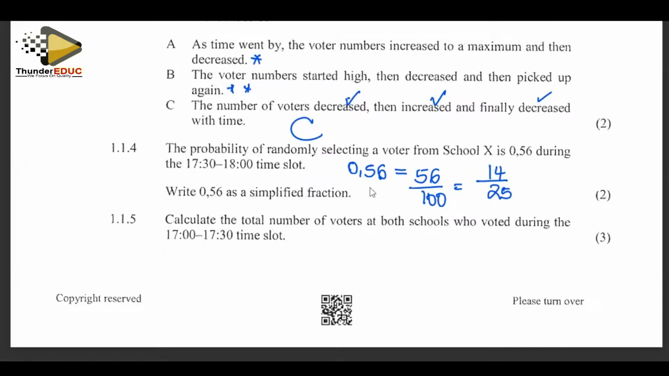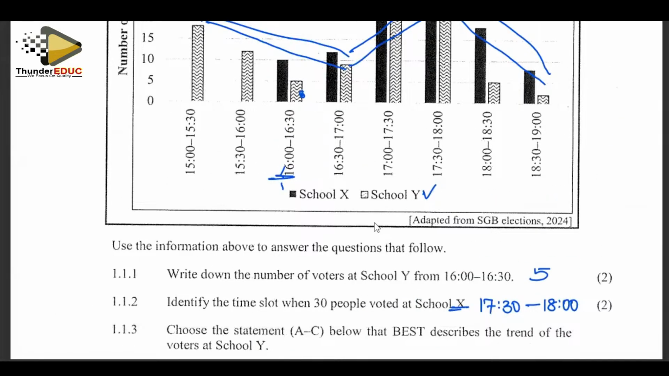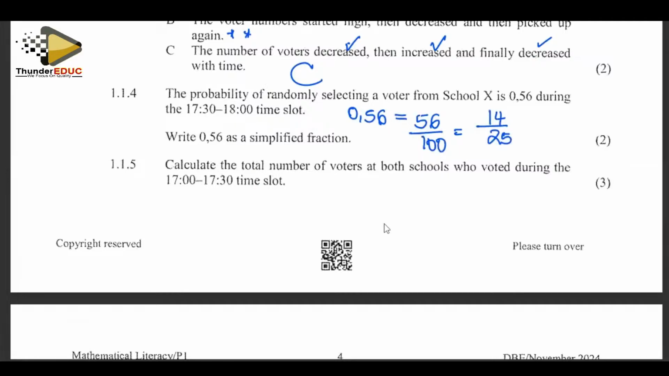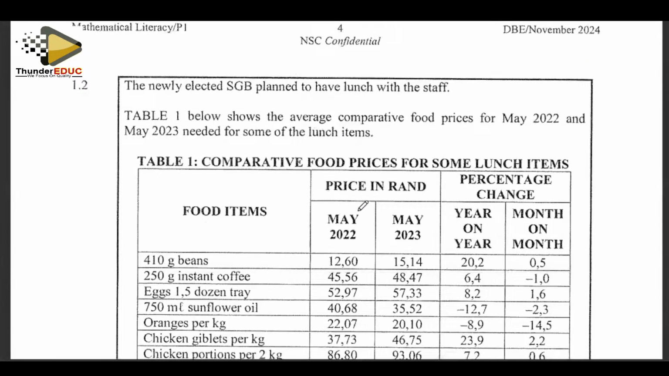Calculate the total number of voters at both schools who voted during 17 hours to 17:30. So we come here, 17 hours, both schools. We say, oh man, they were all the same. So they were all at 25. So it's 25 plus 25. Okay, the total number of voters at both schools at that time. All right, we got 50.